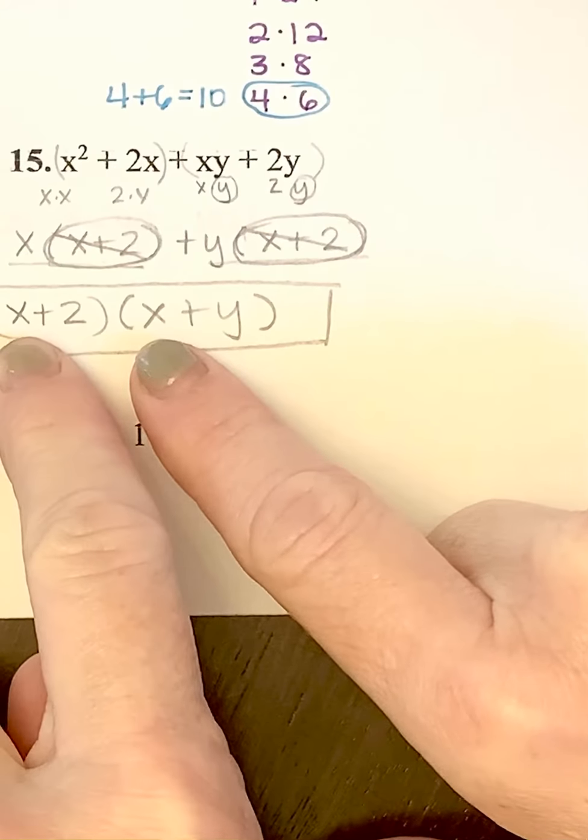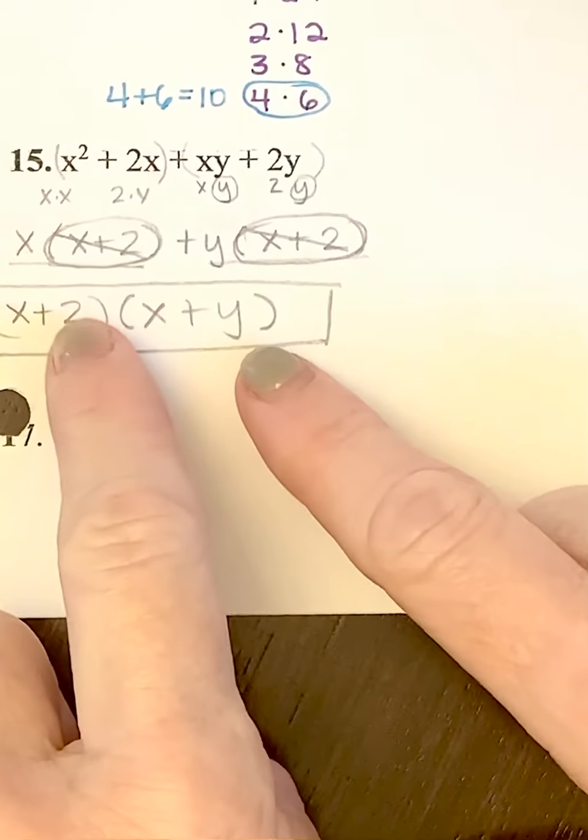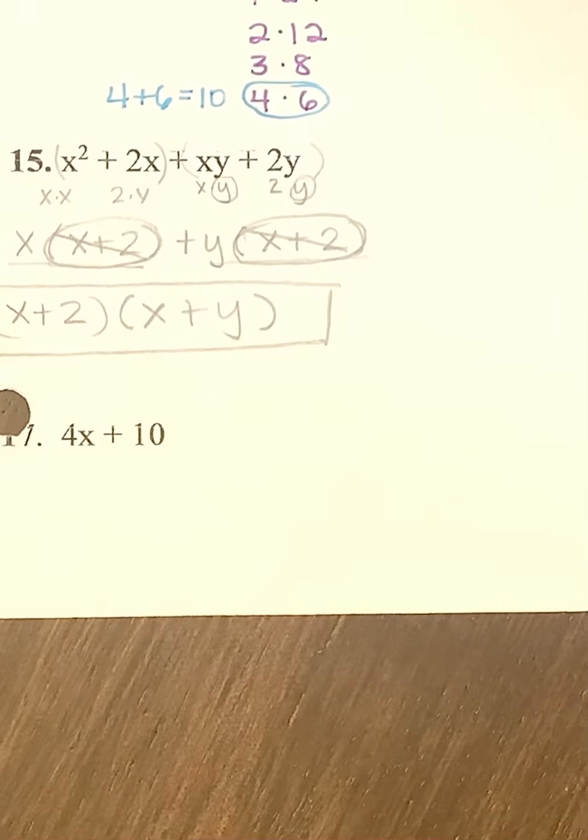X times x is x squared. X times y is xy. 2 times x is 2x. 2 times y is 2y. Okay.